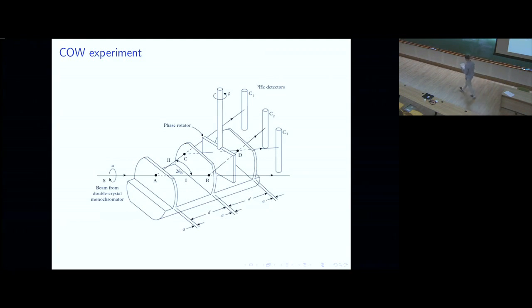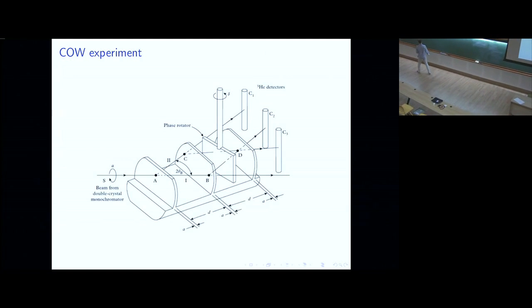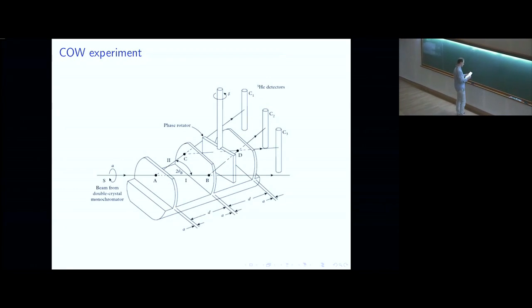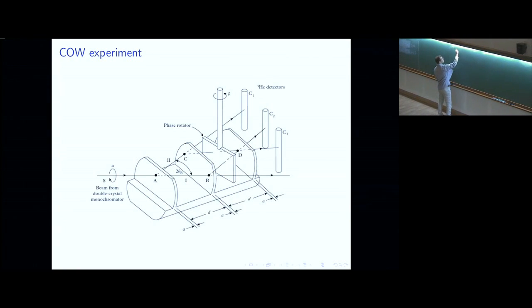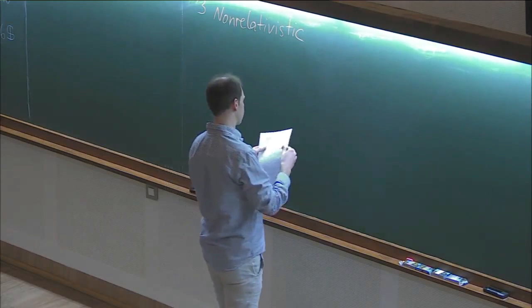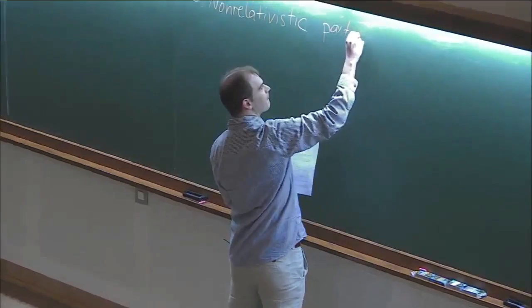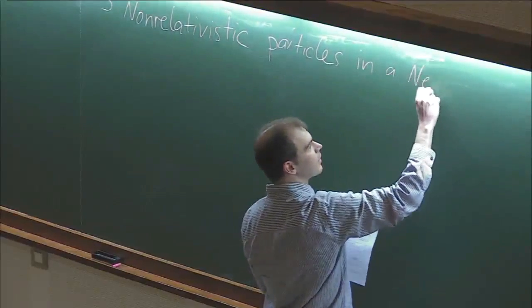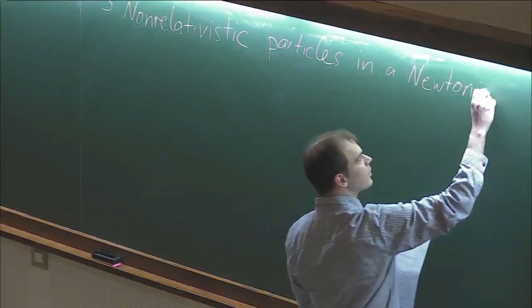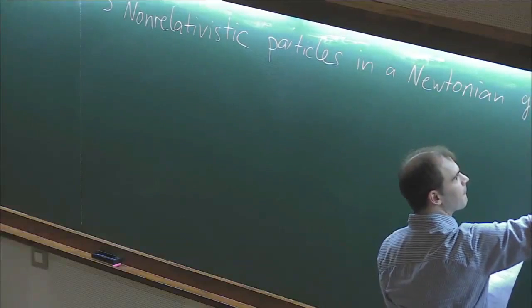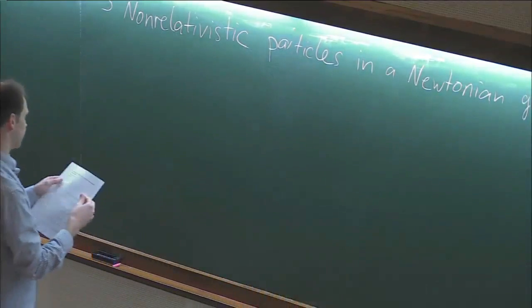Yeah, so I want to start with the third chapter, and now we come to the part about what we actually know about gravitation and quantum mechanics. We discuss non-relativistic particles in a Newtonian gravitational potential.